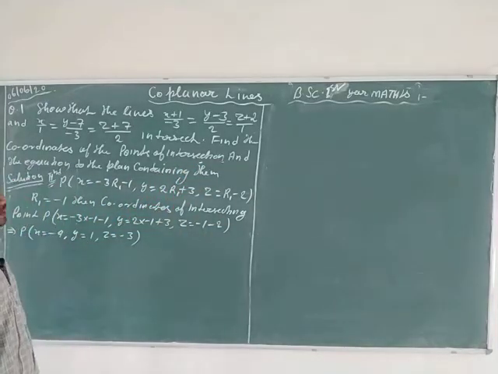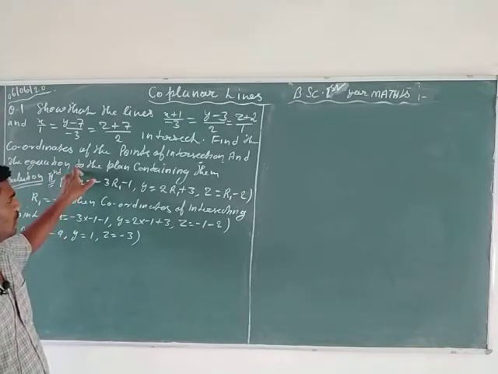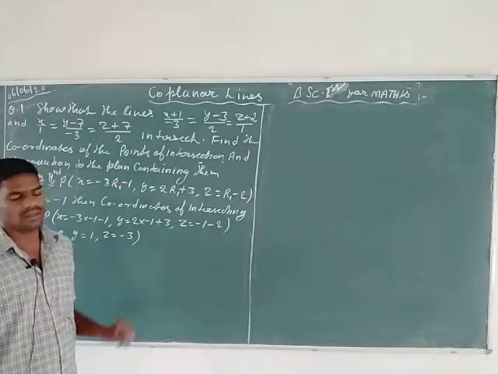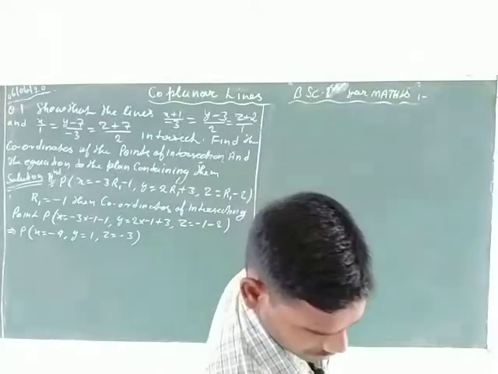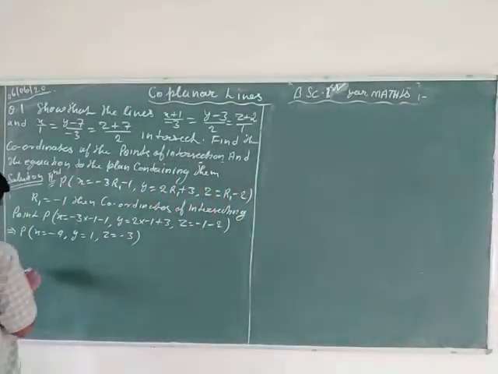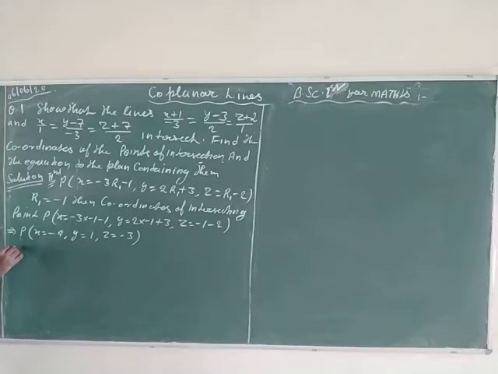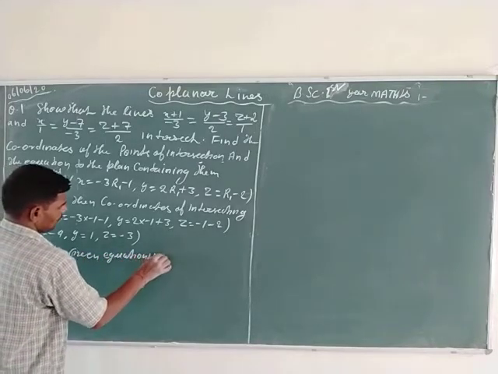After that, consider the last part, the third part of the question. In the third part, calculate the equation of the plane containing the given two straight lines, straight line first and straight line second. So here, write the third part: given equation of the lines.